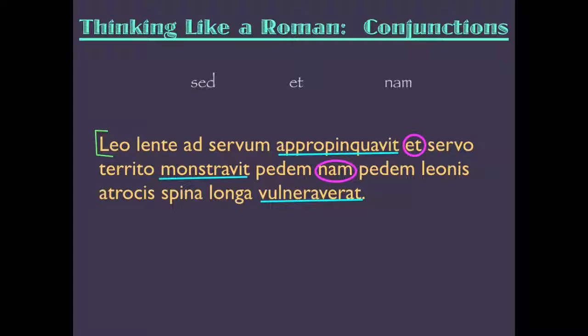The first idea in this sentence begins at the beginning of the sentence and ends with the first verb. The second idea begins after the first conjunction and ends right in front of the next conjunction. And the final idea begins after the nam and ends at the end of the sentence. Now, what do I do with that information? Now I'm able to take those three short ideas in brackets, easily translate them, and then join them together with the conjunctions.